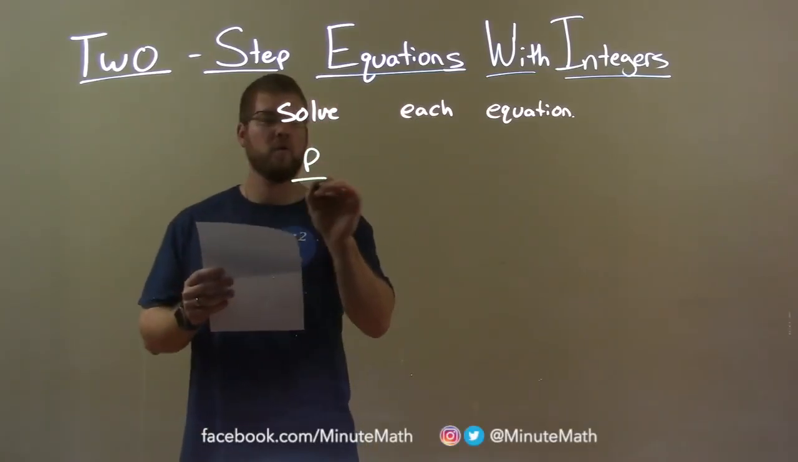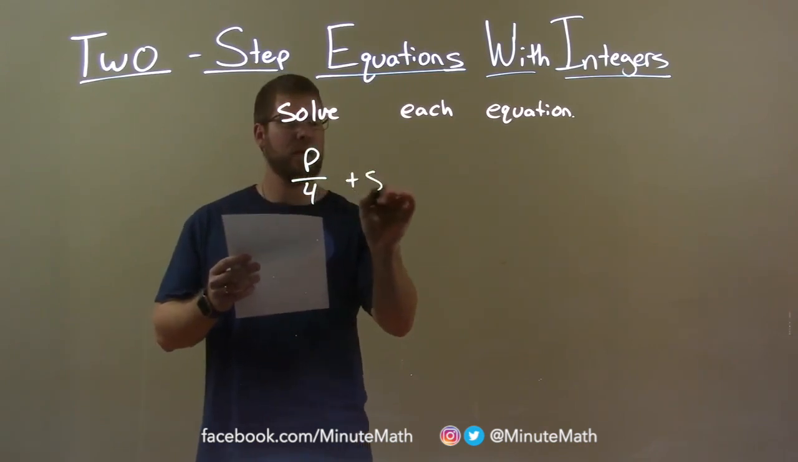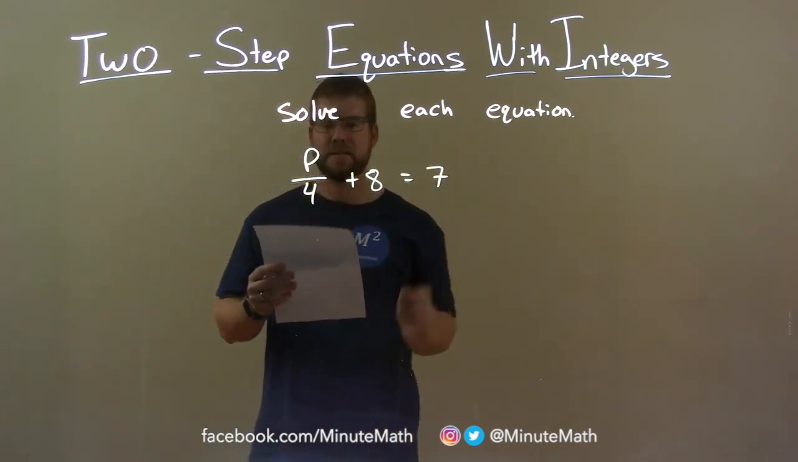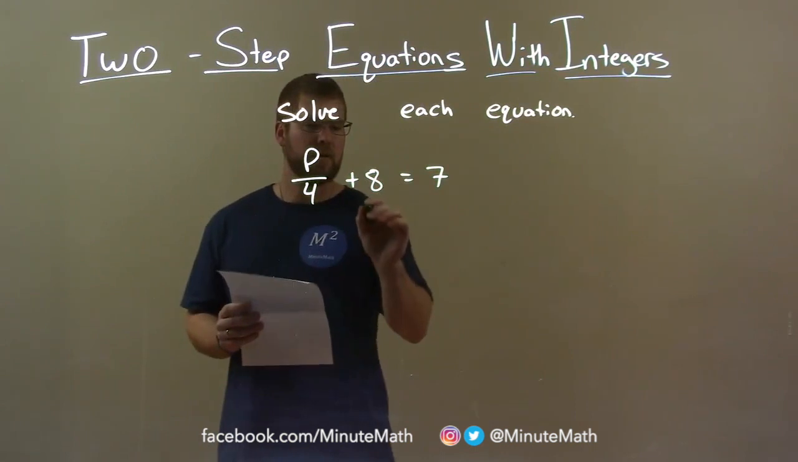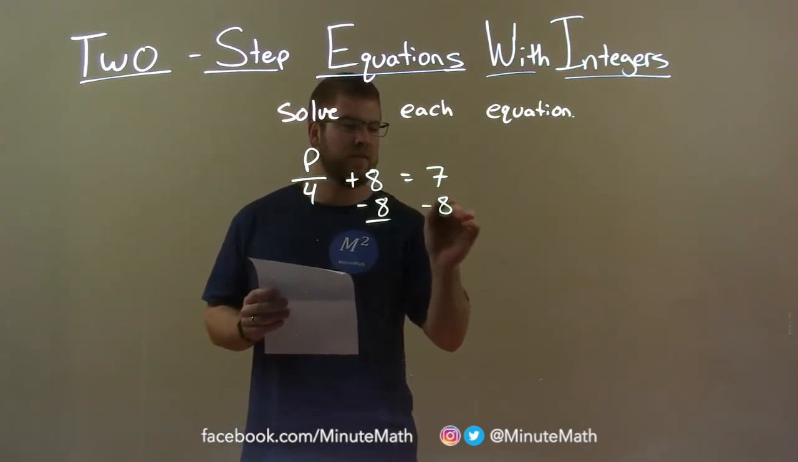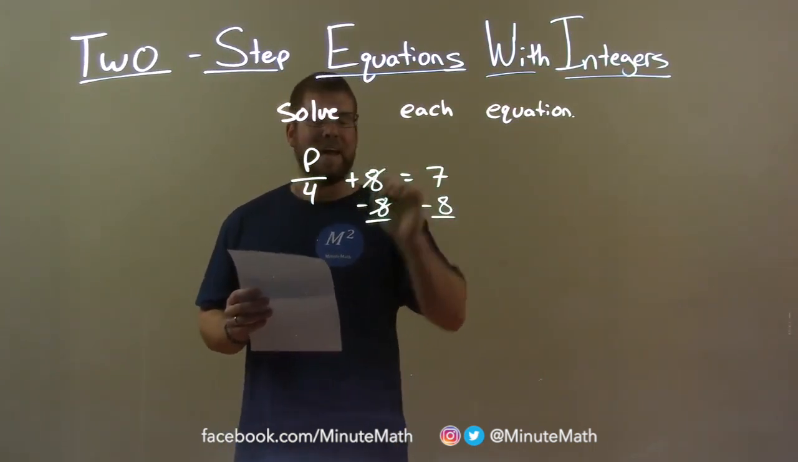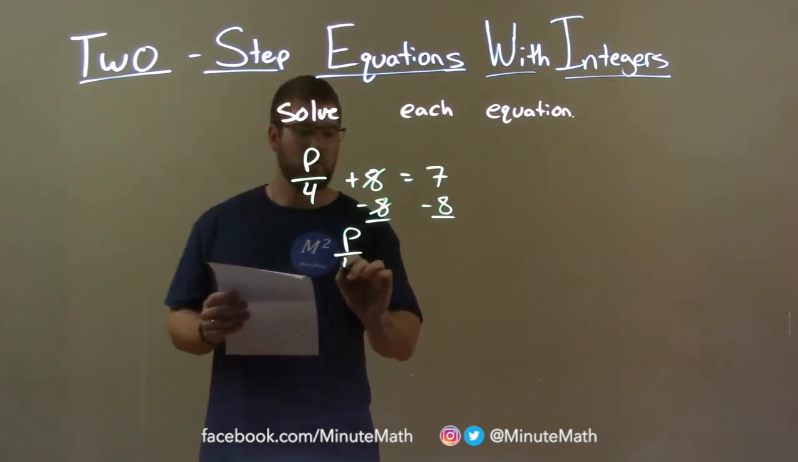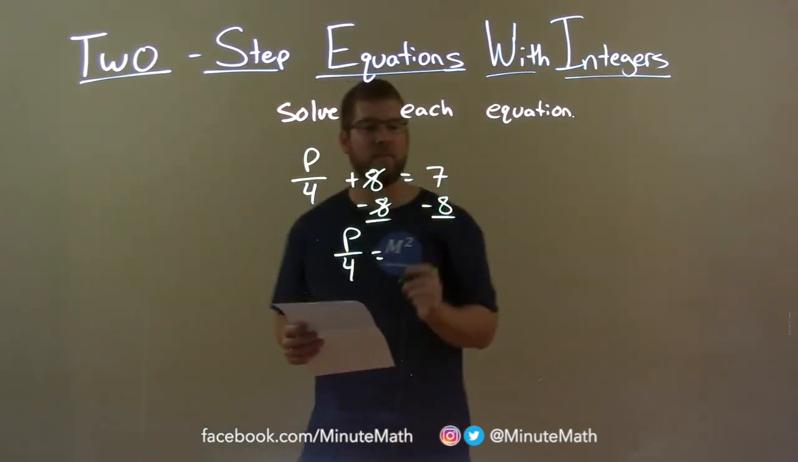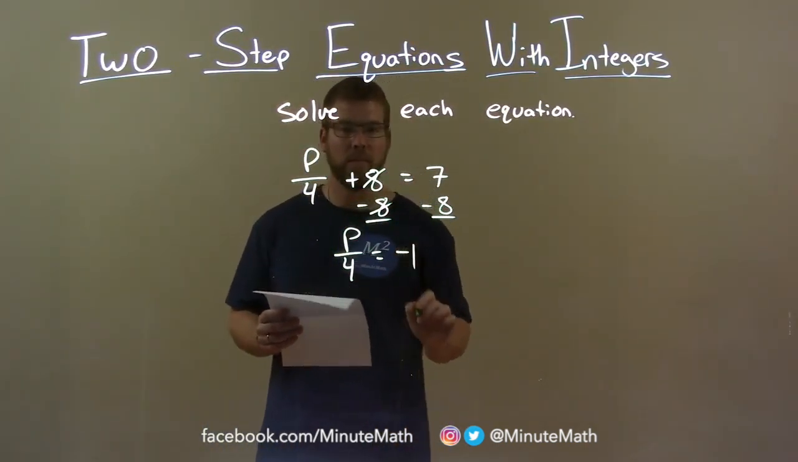p over 4 plus 8 equals 7. First thing I want to do is subtract an 8 from both sides, because that's the opposite of the addition. 8's cancel, leaving me with p over 4 by itself on the left. Now 7 minus 8 is a negative 1.